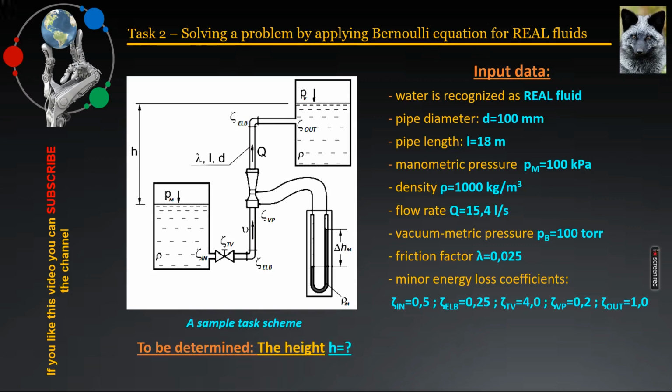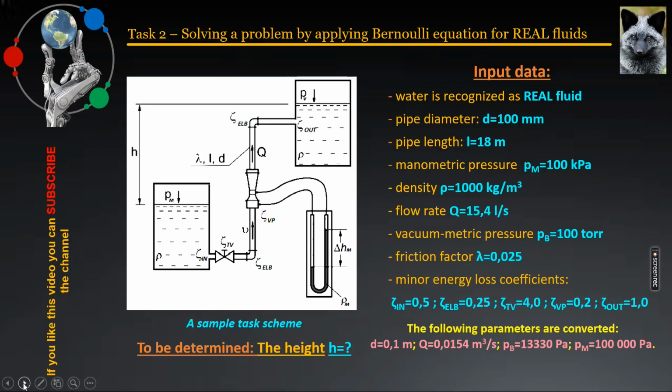I always advise you at this point to convert all the parameters in the input data into their basic measuring units, which means to fulfill the so-called step 0. So, in this regard, the diameter should be converted into 0.1 meters. The flow rate should be converted into 0.0154 cubic meters per second. The vacuum pressure will be 13,330 pascals, while the manometric pressure will be converted into 100,000 pascals.